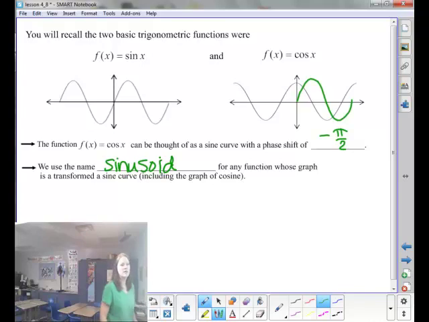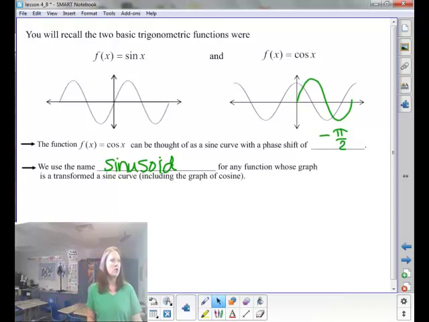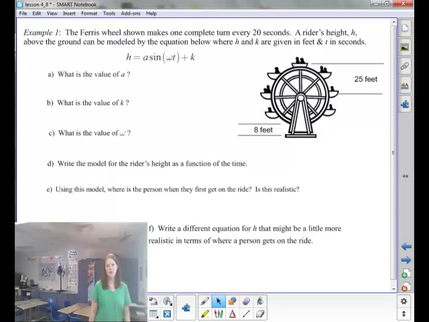A sinusoid is any function whose graph is a transformed sine curve. If I can take a sine somehow and manipulate it, stretch it, shrink it, slide it, move it around, and get the curve in question, then that curve is a sinusoid graph. So we won't distinguish a whole lot between sines and cosines unless the problem dictates it. We'll talk about that more in a minute.